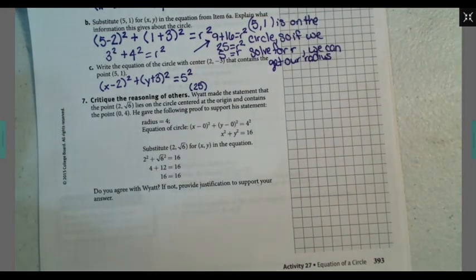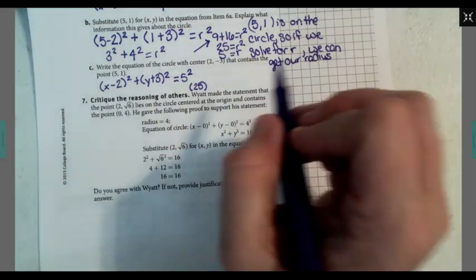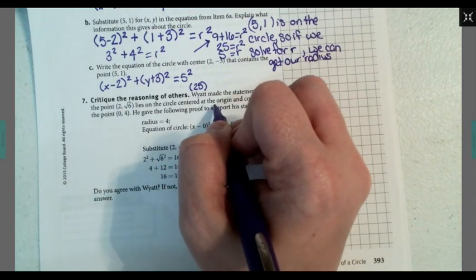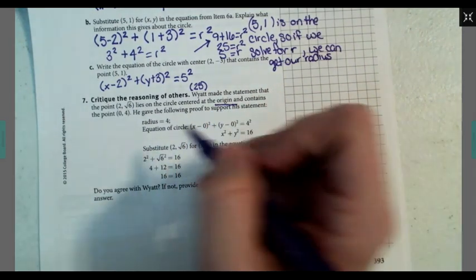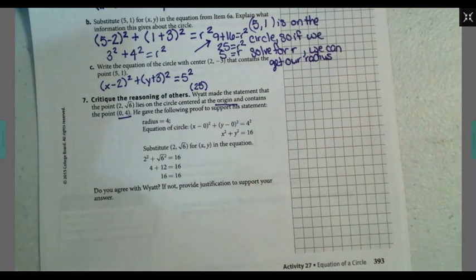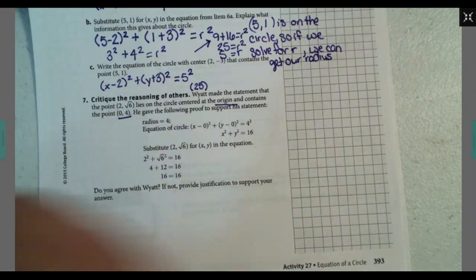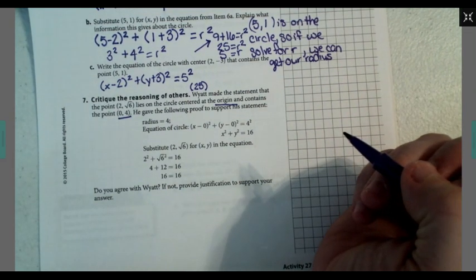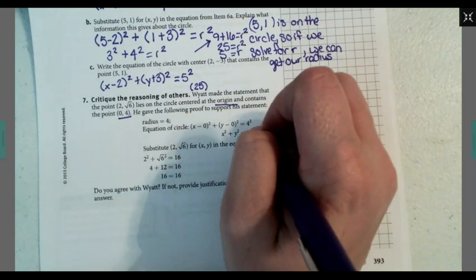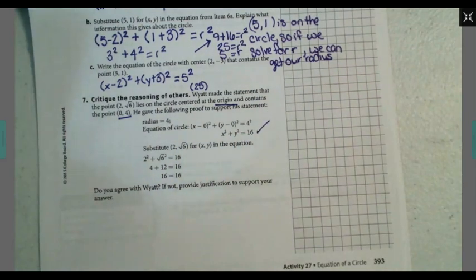Well, it tells us that the circle is centered at the origin. And it says that it contains the point 0, 4. So that means that the radius is 4. Okay. So up to this point it is correct. Okay. But let's look at what happened when he substituted.